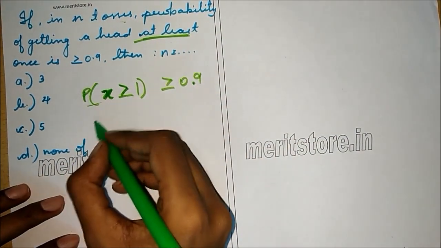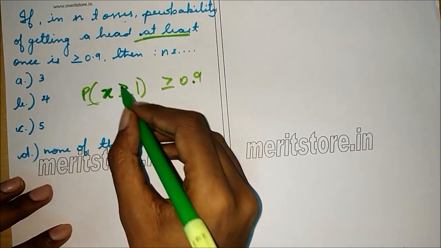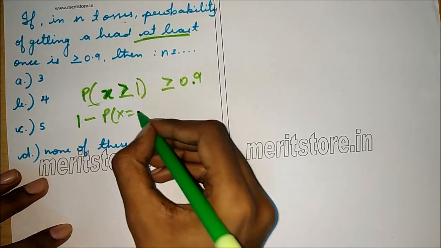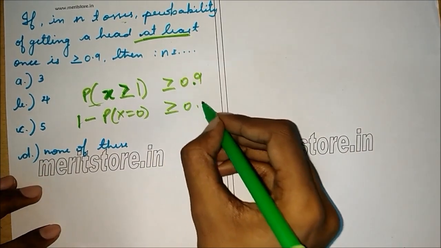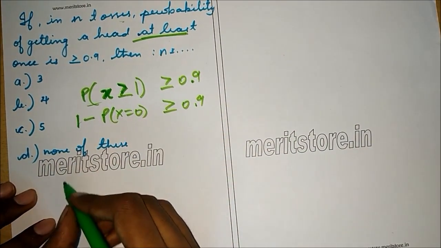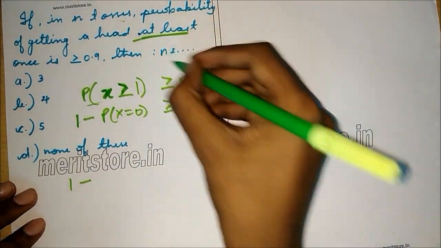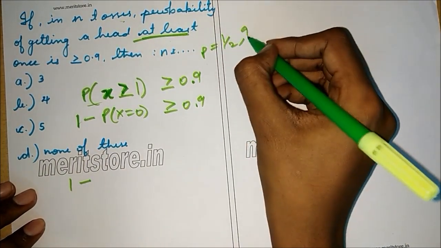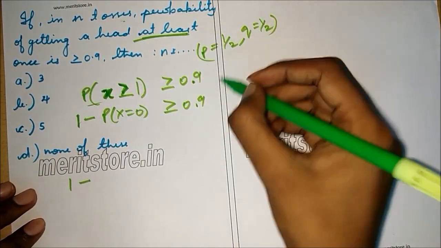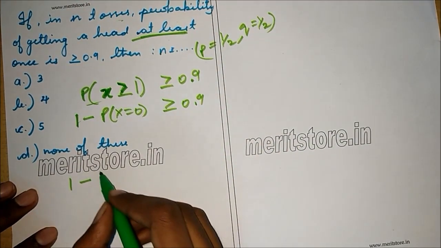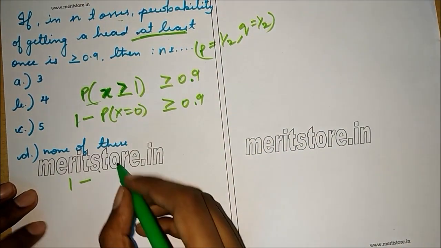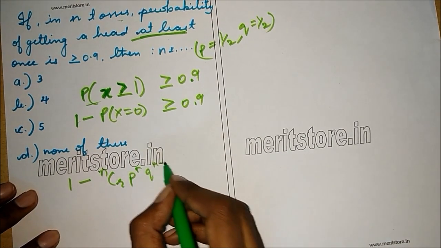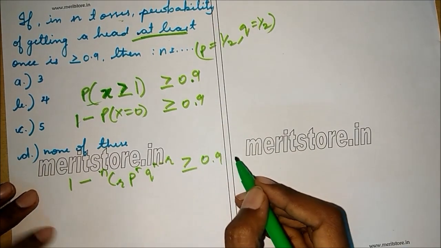Now this can be written as: the probability of getting at least one head is the total probability minus the probability of getting no head, that is P of x equals 0. So this is greater than or equal to 0.9. P of x equals 0 is 1 minus, now since we are assuming a fair coin, small p will be half and q will also be half. So using the formula, nCr p raised to r q raised to n minus r is greater than or equal to 0.9.